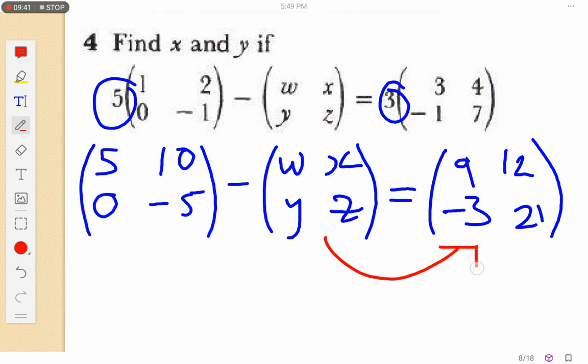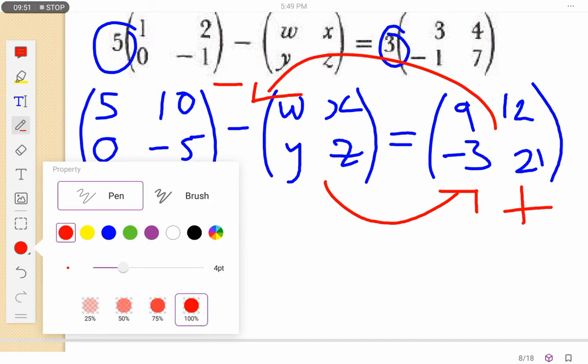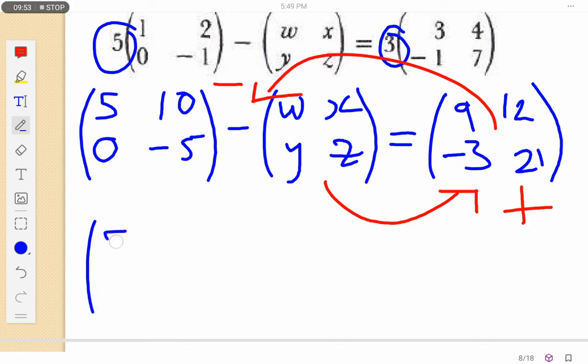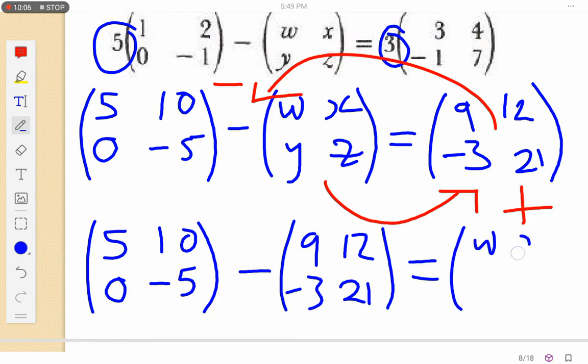This one goes that side and becomes a positive, and then this one goes this side and becomes a negative there. We can do that. Let's do that. We'll have 5, 0, 10, minus 5, then minus 9, minus 3, 12, 21. This is equal to W, X, Y, Z.